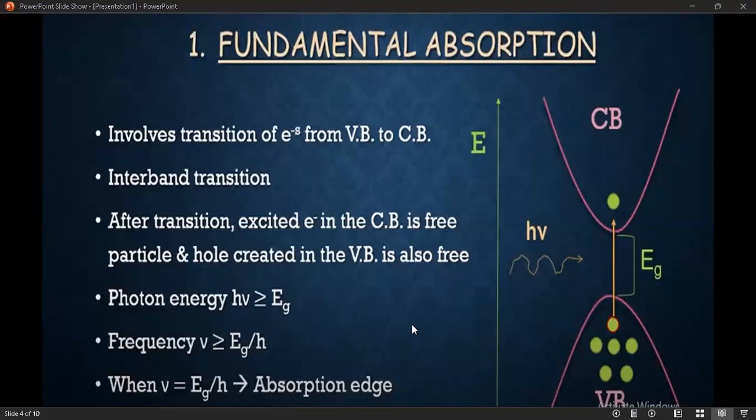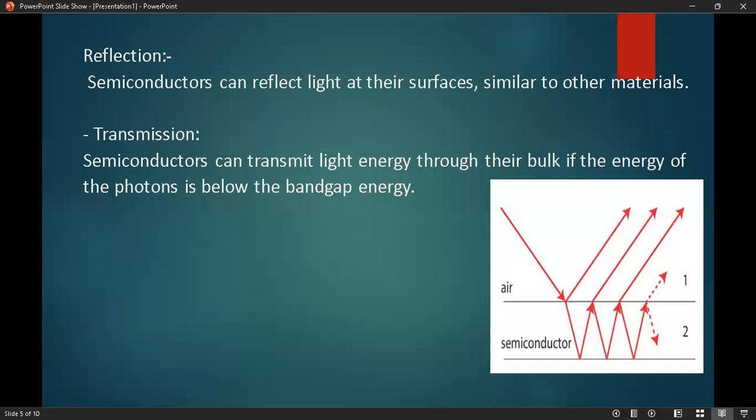And for other properties, reflection. Semiconductors can reflect light at their surface, similar to other materials. And transmission. The light can be transmitted through the bulk of semiconductors when the energy of the photon is less than the band gap, so the light will only be transmitted.